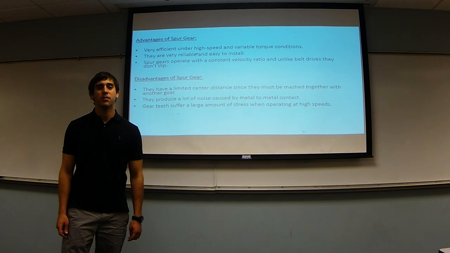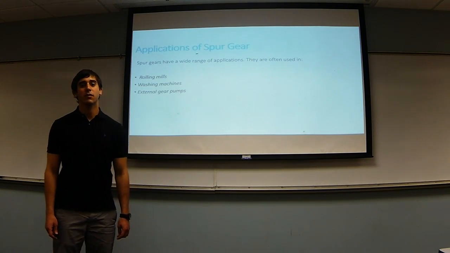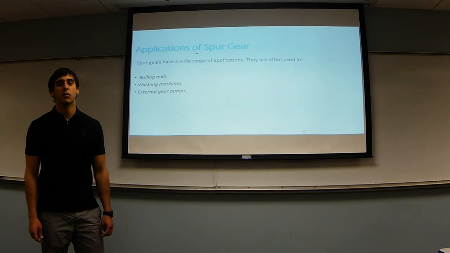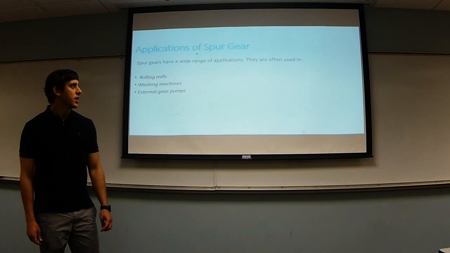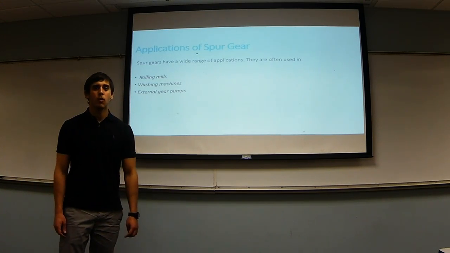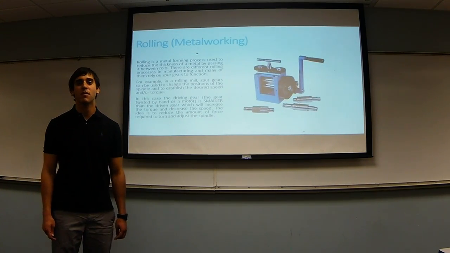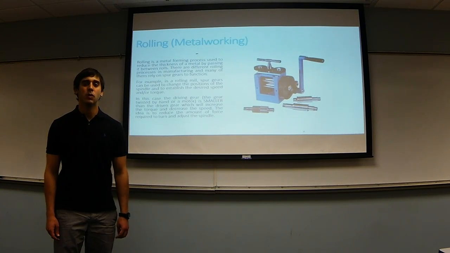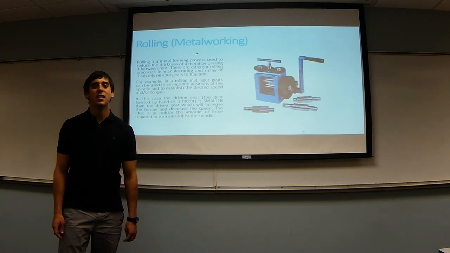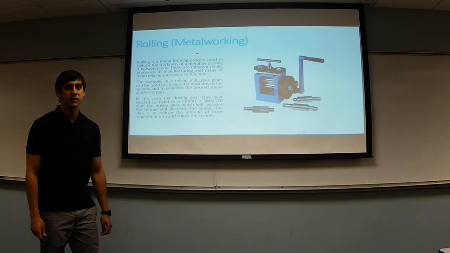Applications of a spur gear. Spur gears have a wide range of applications. They are often used in rolling mills, washing machines, and pumps. Rolling. Rolling is a metal forming process used to reduce the thickness of a metal by passing it between rolls. There are different rolling processes in manufacturing, and many of them rely on spur gears to function.